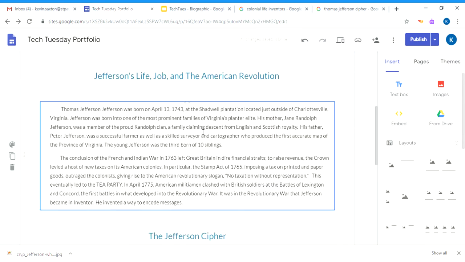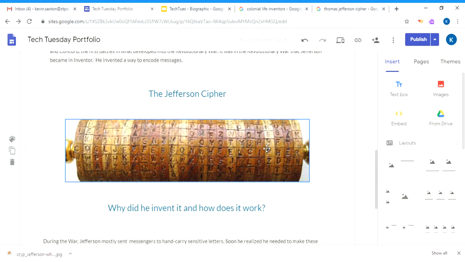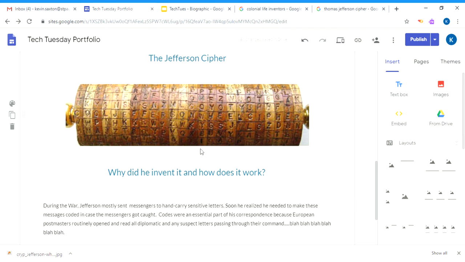My first section, I focused on Thomas Jefferson and his life, just 2 paragraphs about who he was and what was going on in the world and what was going on in his life. And then I move on to the technology. What is it? Why did he invent it? And how does it work?